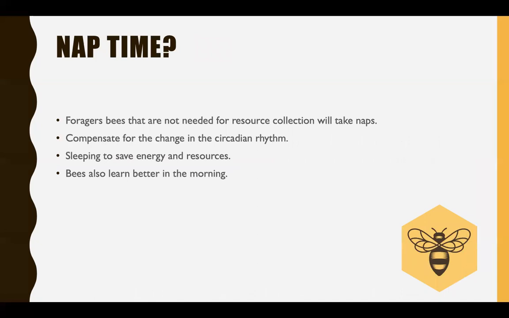So naps. This is an interesting topic on foragers. So forager bees that are not needed for resource collection will take naps throughout the period of collection. So if there are no resources to be collected, or they have run out of resources to collect, forager bees will take naps throughout the day. This is to save energy and resources for the hive, and they also tend to nap more to compensate for the change in the circadian rhythm. So if their circadian rhythm is altered, they will take more naps throughout the day.